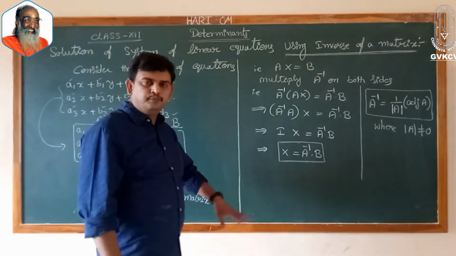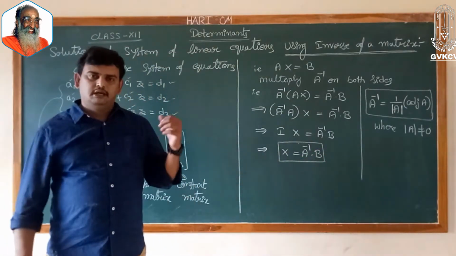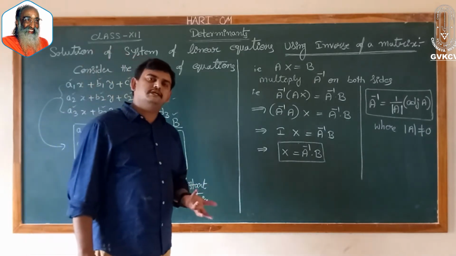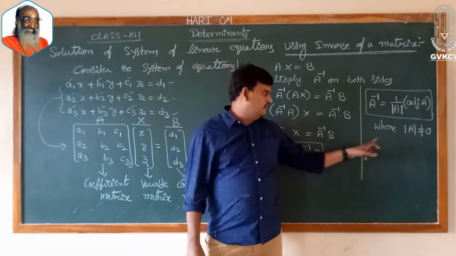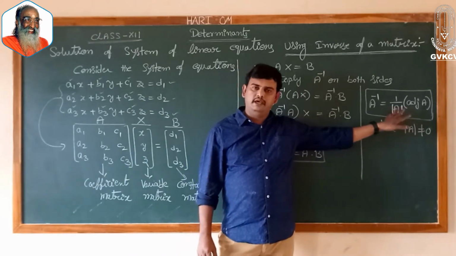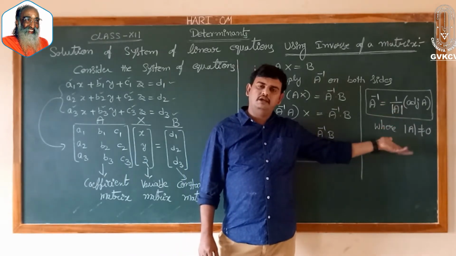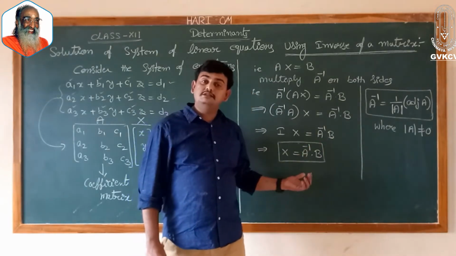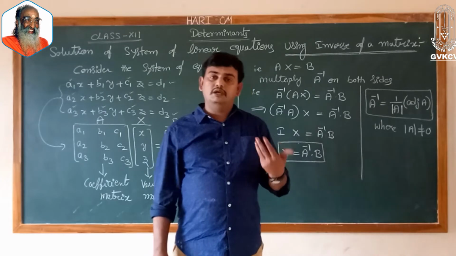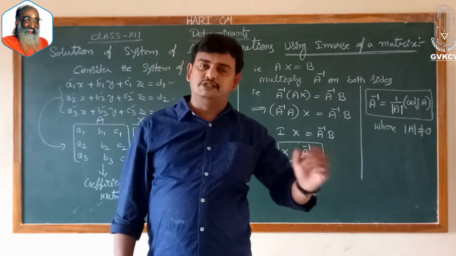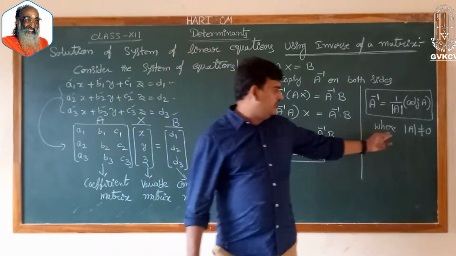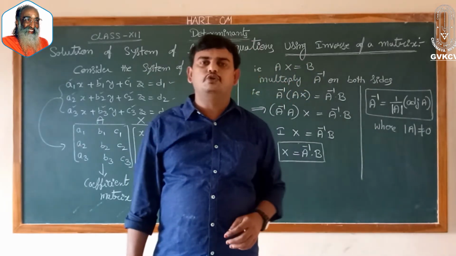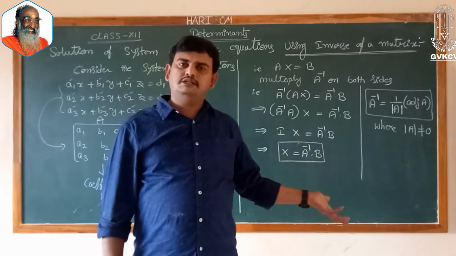And again here we have two cases, as we discussed, consistent and inconsistent. How can we say consistent and inconsistent? When det A is equal to 0, A inverse does not exist. When A inverse does not exist, there is no question of finding the x value. It means there is no solution, which means the system is called inconsistent. When det A is not equal to 0, we have A inverse.